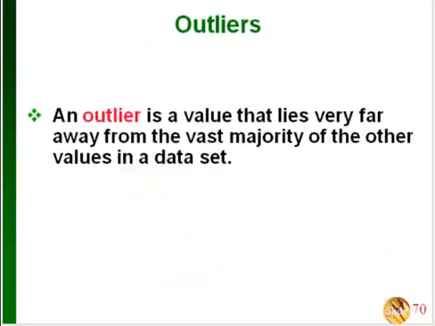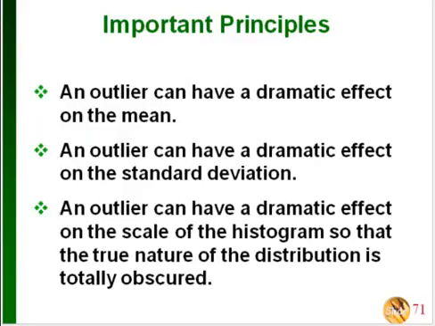Now, when we look at z-scores, that can tell us whether something is an outlier or not. An outlier is a value that lies a long ways away from the vast majority of the other values in the data set. Now, outliers can be problems if we're looking at the mean for a data set. If there is an outlier or more than one, that can have a very dramatic effect on the mean. It can make the mean much bigger, or it can make it much smaller. It's also going to have a dramatic effect on the standard deviation. Any value that's farther away from the mean is going to make the standard deviation larger.